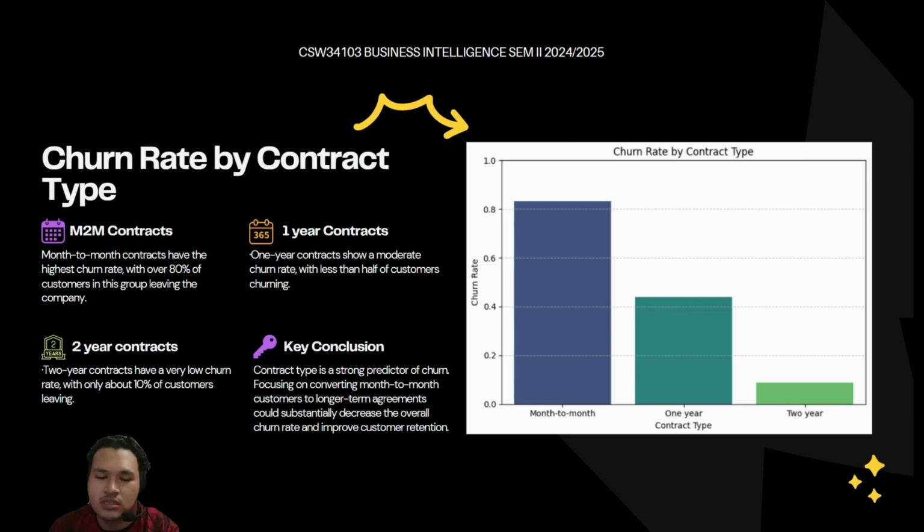Some potential strategies include offering incentives or discounts to encourage month-to-month customers to switch to longer-term contracts, and designing targeted retention campaigns aimed specifically at this high-risk group. In conclusion, contract type is a strong predictor of churn. By shifting more customers to longer-term agreements, the company can significantly reduce churn and improve overall customer retention.